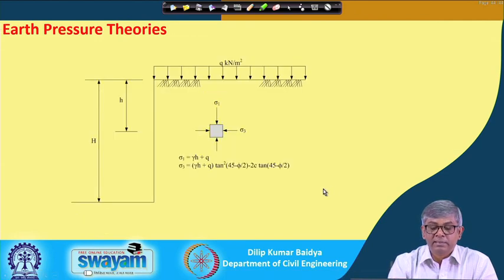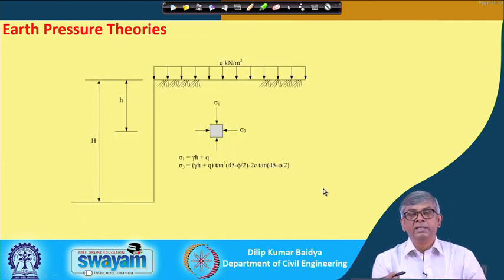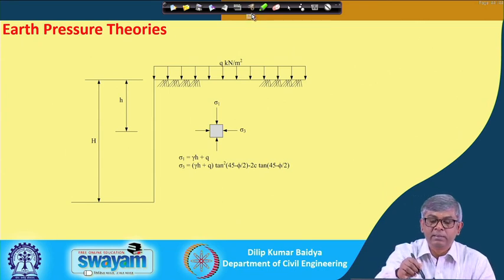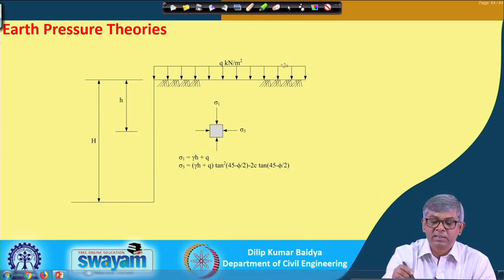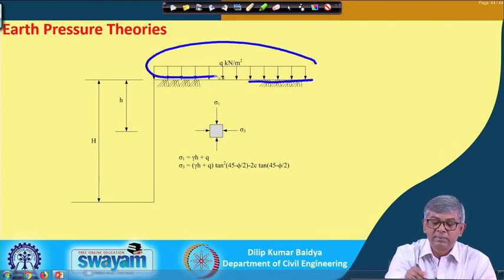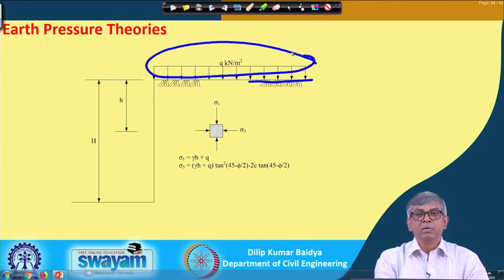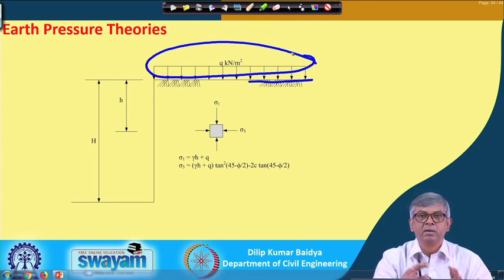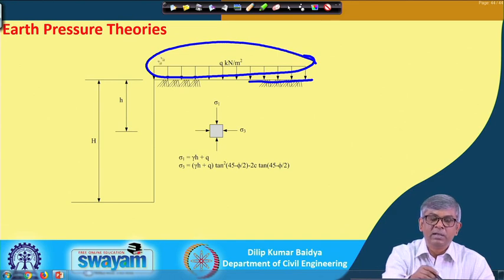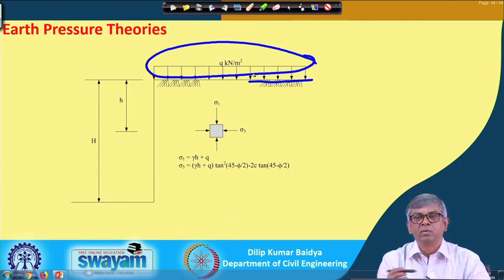Next part is that in addition to this, sometimes there may be some surcharge pressure. This is the ground surface, and on that ground surface, additionally, if there is a pressure, how can we visualize this? During excavation or some construction work, there may be a loading truck or excavation equipment or something else. In that case, we can visualize some amount of distributed load acting on that surface. If it is there, then how to consider that?